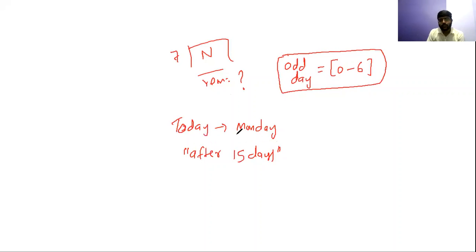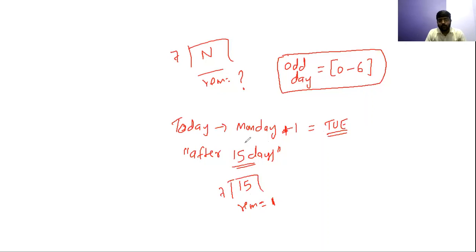After 15 days, if you want to find what day it will be, you need to find how many odd days there are in 15 days. How will you find it? You divide 15 by 7 and get remainder 1. So there is one odd day in 15 days. If you get one odd day, just add 1 to Monday. If you add 1 to Monday, you get Tuesday. So what day will it be after 15 days? The answer is Tuesday. Isn't it very simple to find?